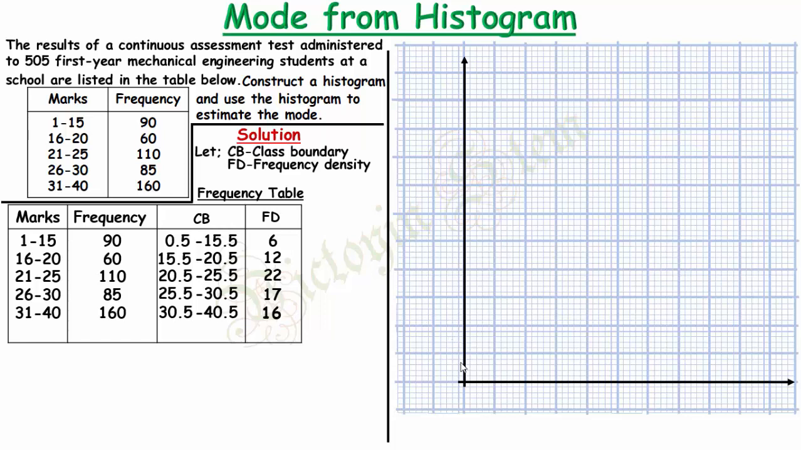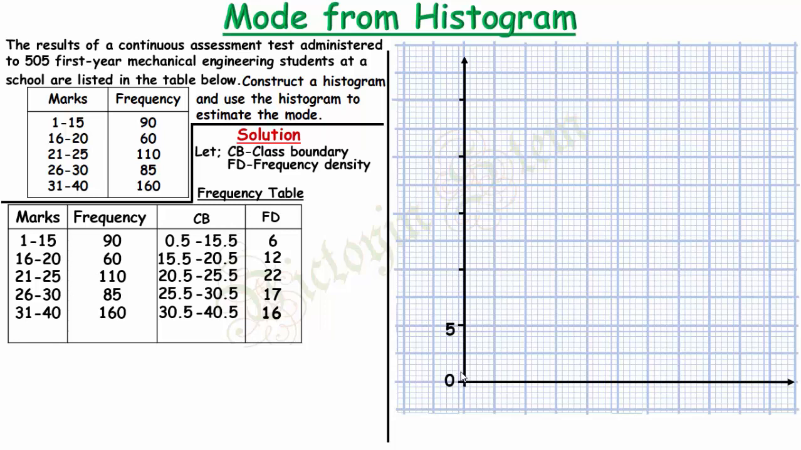Okay, so I'll use 2 centimeters to represent 5 units on the vertical axis, starting from 0 to 5. So I have 10 divisions over here: 1, 2, 3, 4, 5, 6, 7, 8, 9, 10. And for every 2 centimeters, I'm representing it with 5. So 5 divided by 10 is 0.5. So each division is 0.5.